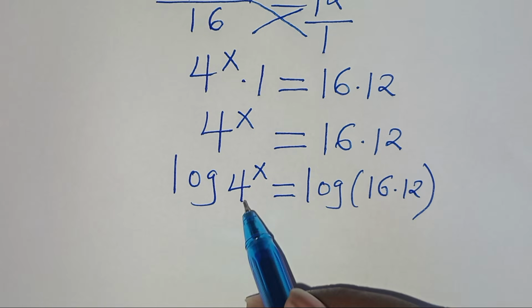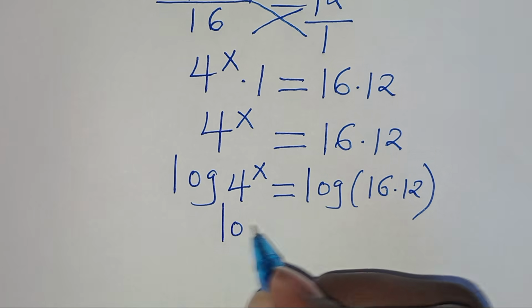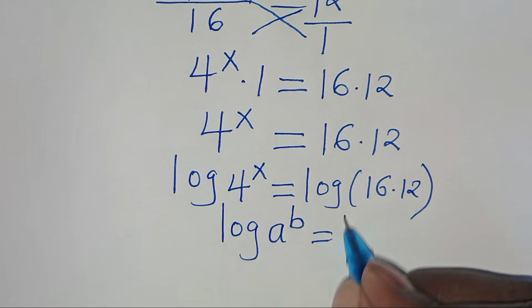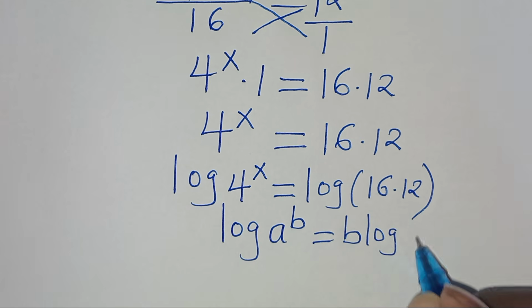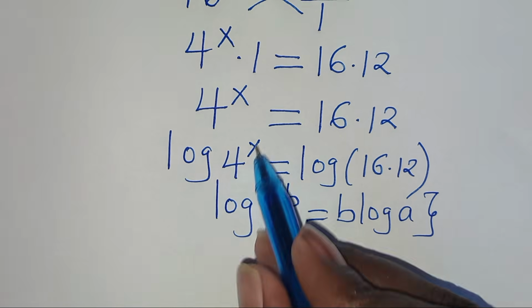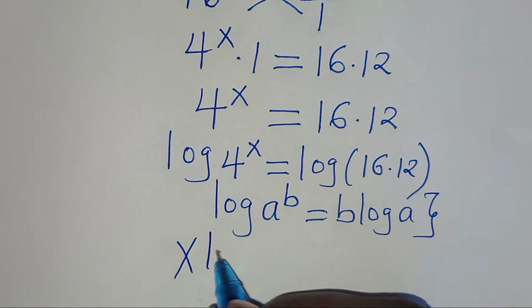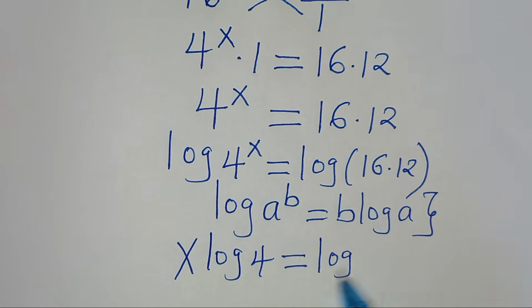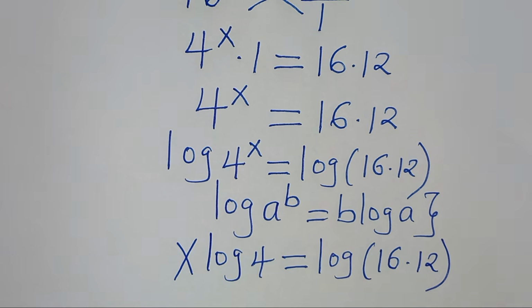So we have that log 4 to the power of x. This is in the form of log a raised to the power of b, which we can express as b log a. So let's apply this power log property so that log 4 to the power of x becomes x log 4. This is equal to log 16 multiplied by 12.